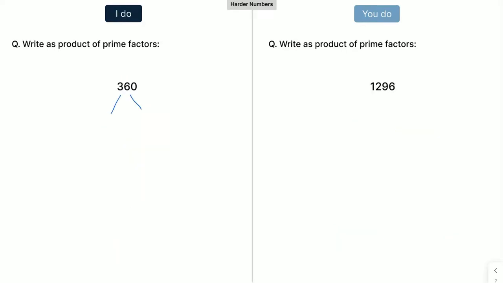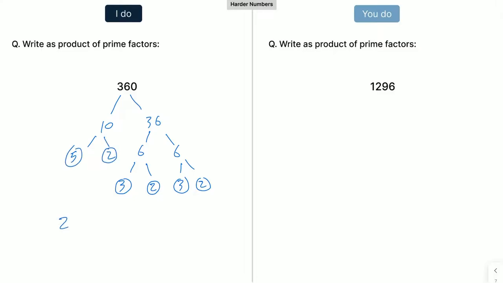So 360, I can break that down into 10 and 36. That I can break into 6 and 6, which becomes 3 and 2, 3 and 2. And the 10 can be broken down into 5 and 2. So there we go, there's all the prime numbers, so that becomes 2 to the power of 3 times 3 to the power of 2 times 5. So hopefully you've pressed pause and had a go at the example on the right.